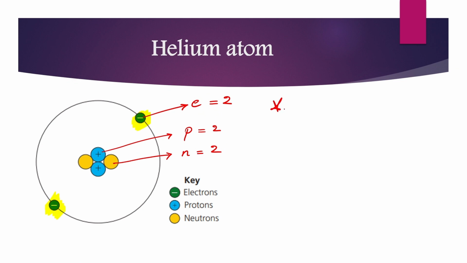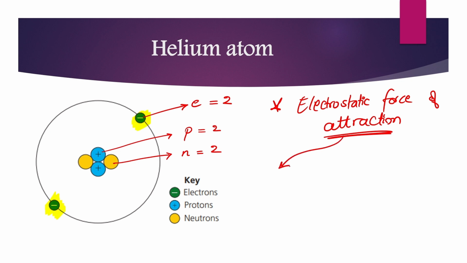How are the electrons held in the shells within the atom? The electrons are held by what we call electrostatic force of attraction. Attraction between what? Between the electrons themselves and the positively charged protons in the nucleus. So we have here electrostatic attraction between the positively charged protons and the negatively charged electrons. That is how the electrons are held in the shells within the atom.